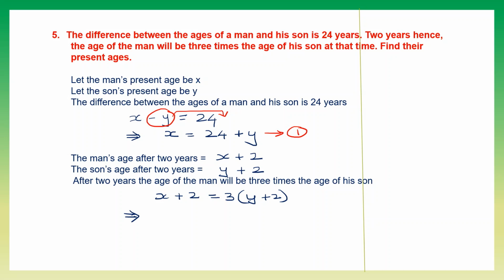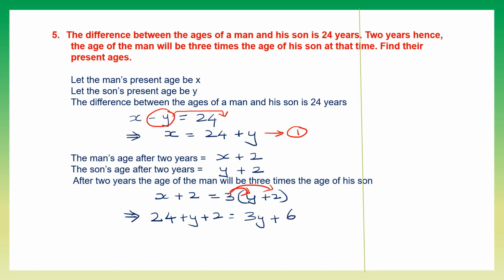So now we are going to substitute for this x from the first equation. In the first equation, we said x is equal to 24 plus y. So we're going to substitute this x. So instead of x, we're going to write 24 plus y. So let's write that. So 24 plus y, that is x, plus 2 is equal to, now this one we have to open the brackets. So it will be first 3 into y and then you have to do 3 into 2. So 3 into y is 3y plus 3 2s are 6.